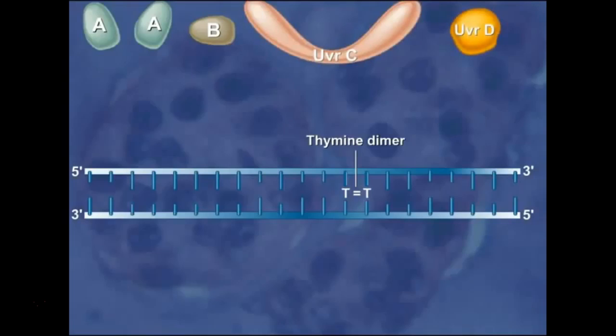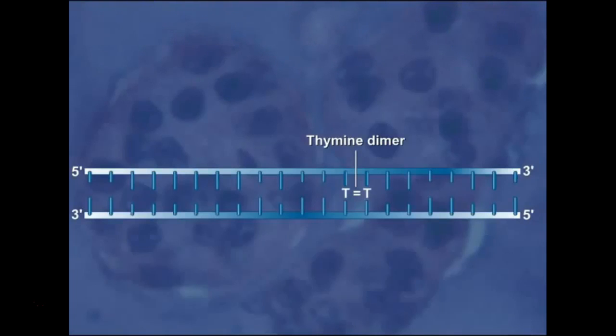UVR stands for ultraviolet light repair of pyrimidine dimers. But remember that this system is also used to repair other types of DNA damage. In addition, DNA polymerase and DNA ligase are used to complete the repair.